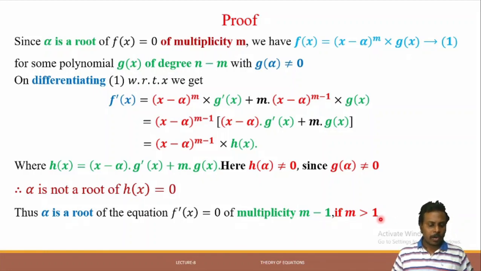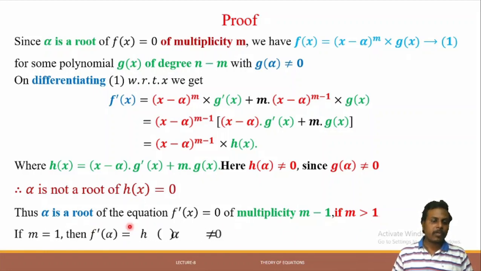Okay. Now if m is equal to 1, what happens? Then f dash alpha is equal to, because m is equal to 1 means this term will disappear, then f dash alpha is equal to h of alpha. This h of alpha anyway it is not equal to 0. That means f dash alpha is not equal to 0. That is alpha is not a root of f dash x is equal to 0.